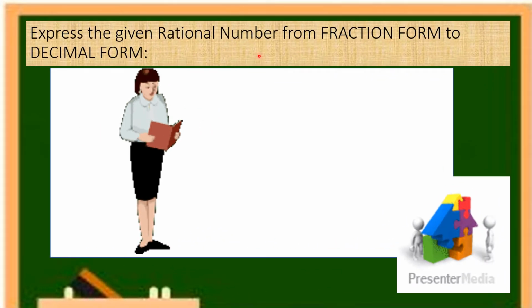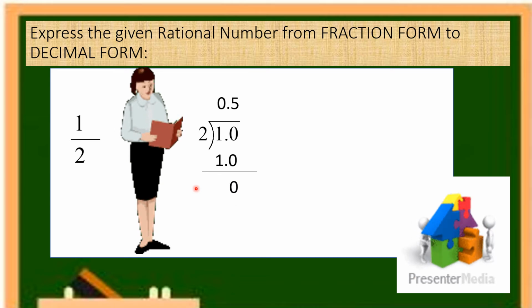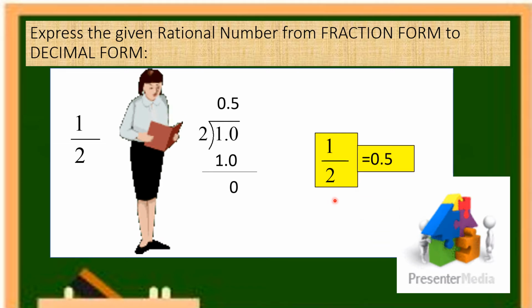We need to express the given rational number from fraction form to decimal form. Our given is 1/2. So we need to divide 1 by 2, which cannot be done, so we annex 0. We have 1.0 or 10 divided by 2. So the answer is 0 and 5/10. 0 and 5/10 times 2 is 1 and 0/10. We subtract, so we have 0. So what is 1/2? 1/2 is equivalent to 0 and 5/10.